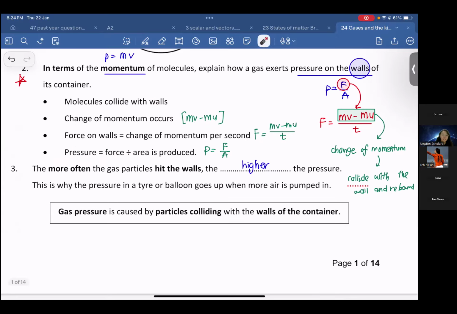This is why the pressure in a tire or balloon goes up when more air particles are pumped in. When more air particles are pumped into the balloon, the balloon gets bigger and bigger. Why? It experiences higher pressure, because more particles collide with the wall. So the balloon, under high pressure, tries to expand. So gas pressure is because the particles collide with the wall.